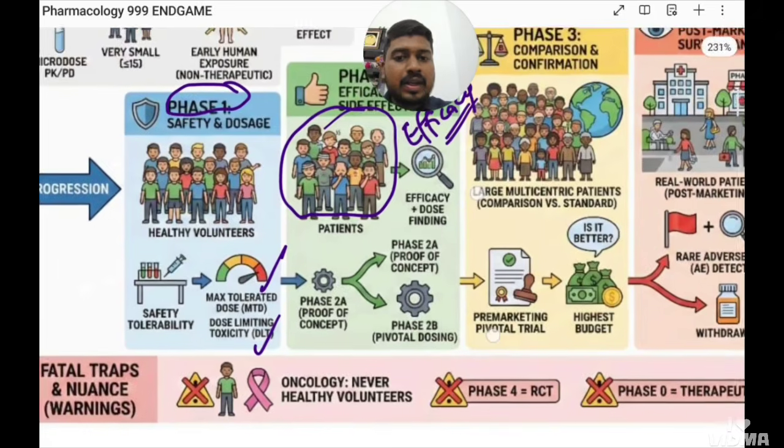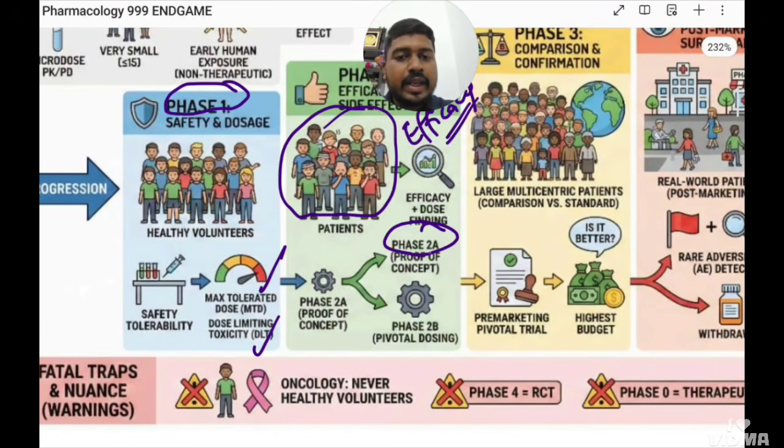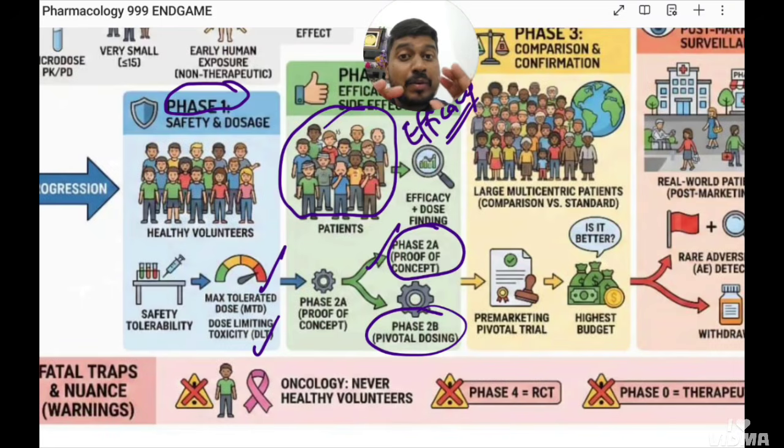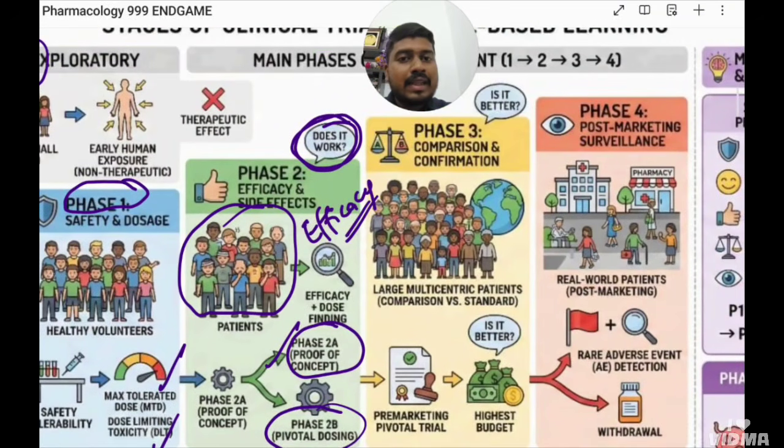And this phase 2 has two components, that is phase 2A and phase 2B. Phase 2A is proof of concept, which means the drug company has to show that this drug is effective, okay, that is it has to show the proof. And second is they have to find what is the optimal dose, what is the best dose at which the effect takes place, okay. Then comes phase 3.